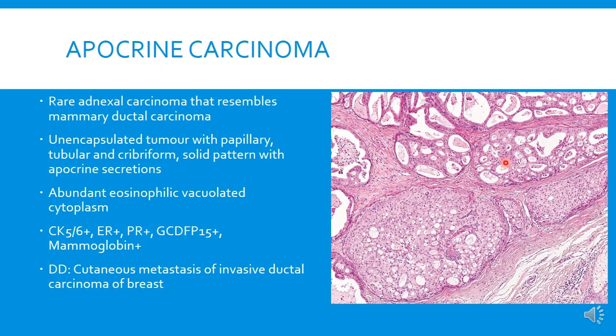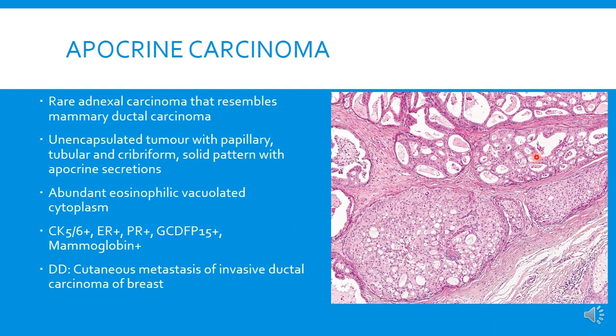Next is another interesting entity, which is apocrine carcinoma. It is similar to mammary ductal carcinoma, again with all this cribriform architecture, eosinophilic cells, and decapitated eosinophilic secretions that are positive for PAS. Myoepithelial cells will be lacking in some places and may be present in some places.